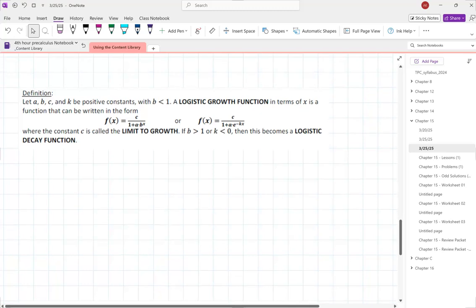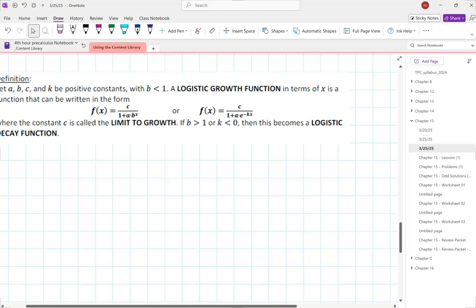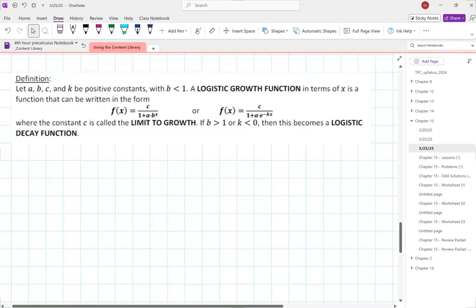So what we'd like then is another model that'll behave this way that we can use to describe these situations in a more realistic fashion. So that other model is called the logistic function. A logistic function is just something of the form like this. Notice that as part of the denominator, you have that exponential function, and the two different ways of writing that.